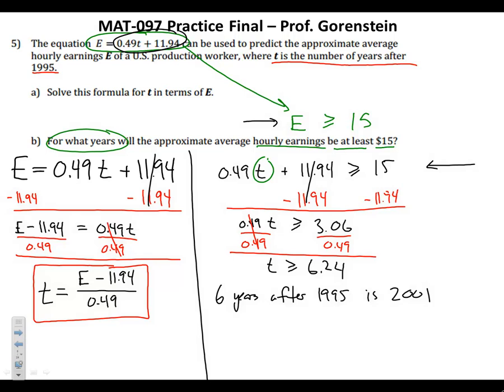So for the earnings to be at least 15, we'll have to say for the year 2002 and anywhere after 2002. So for 2002 or after. That'll do it for part B.